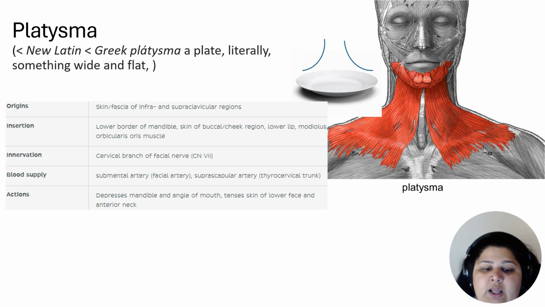Actions: depresses mandible and angle of mouth, tenses skin of lower face and anterior neck. So it depresses the mandible and angle of the mouth, right? Like that. Tenses skin of lower face, right? Whenever you do that, you will feel that you're tensing skin of lower face right here, and anterior neck, so this. So you're increasing tension. That's what they say when you have a double chin: do it, increase a little tension. What will happen is you loosen a little bit of weight right here, so you let go of double chin. So that's platysma, which is like a flat plate right here. And that's why they're saying it connects with supraclavicular regions. This is a clavicle, supraclavicular regions.